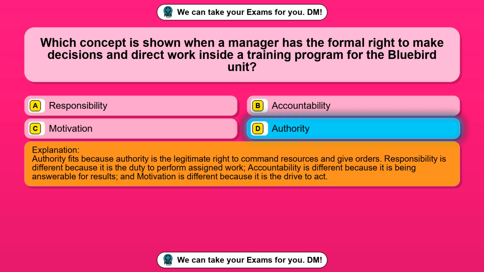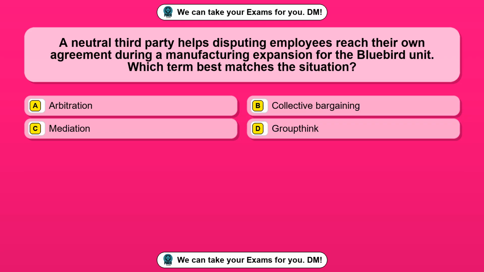act. Question 34. A neutral third party helps disputing employees reach their own agreement during a manufacturing expansion for the Bluebird unit. Which term best matches the situation? Option A, arbitration. Option B, collective bargaining. Option C, mediation. Option D, groupthink. The correct answer is option C, mediation.